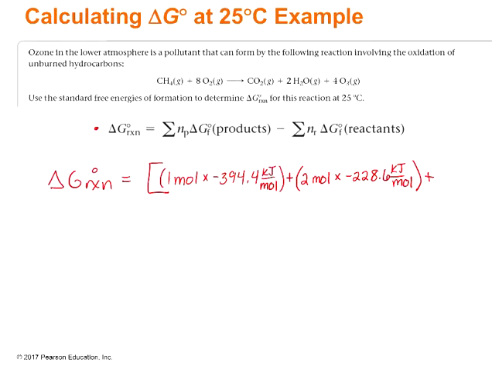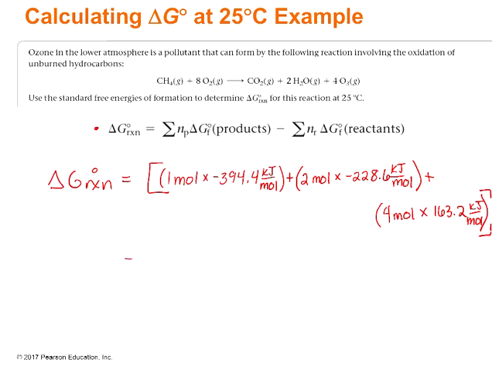And then oxygen, or ozone. It's easy to get those two mixed up. So that is 4 moles times 163.2 kilojoules per mole.